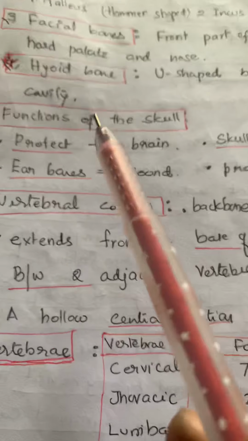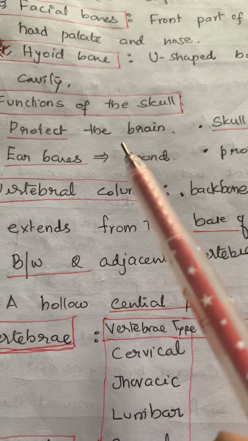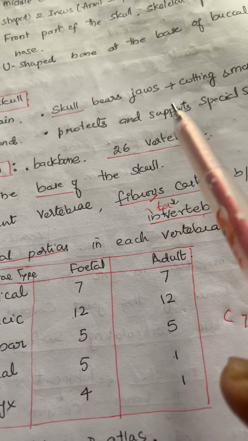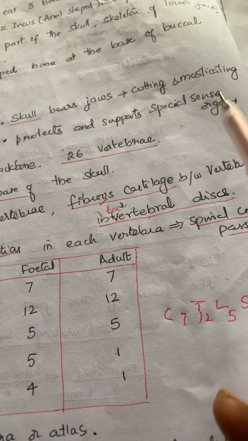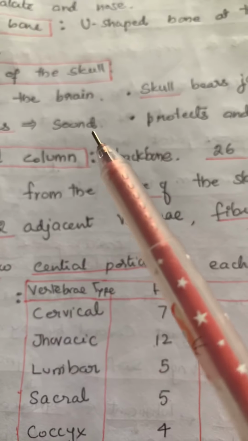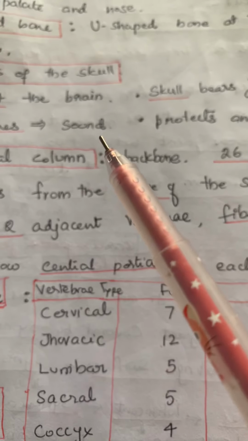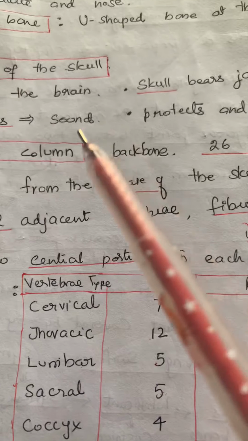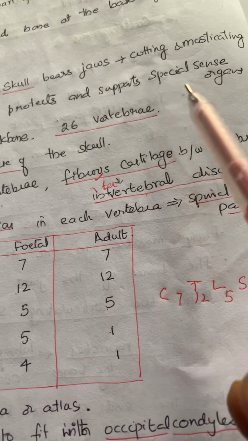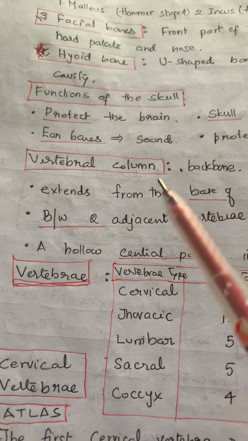So coming to the functions of the skull, it protects the brain. The skull bears jaws for cutting and masticating the food. They bear teeth, as you know it already, and the ear bones are there for the reception and amplification of the sound. And next, the skull protects and supports special sense organs.